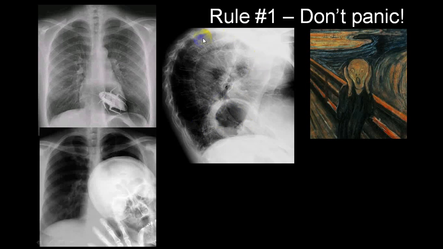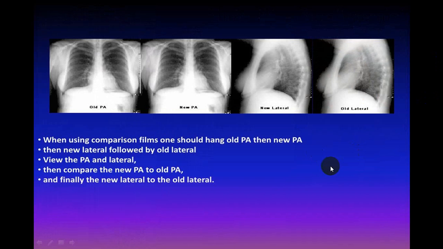And this is a spine which has got a big kyphosis. You can see a kyphosis, and that's why it is giving that particular interpretation.